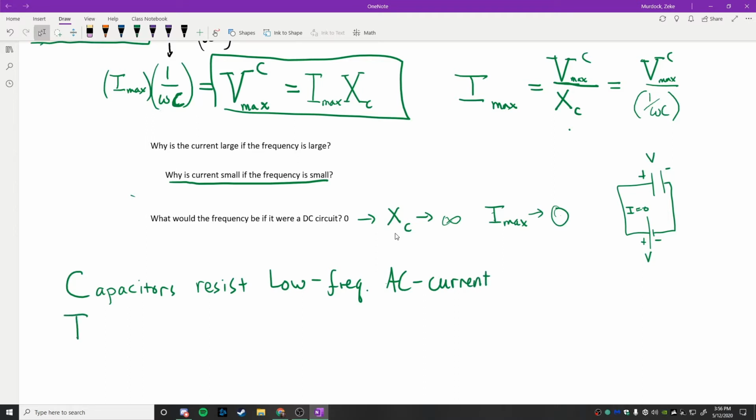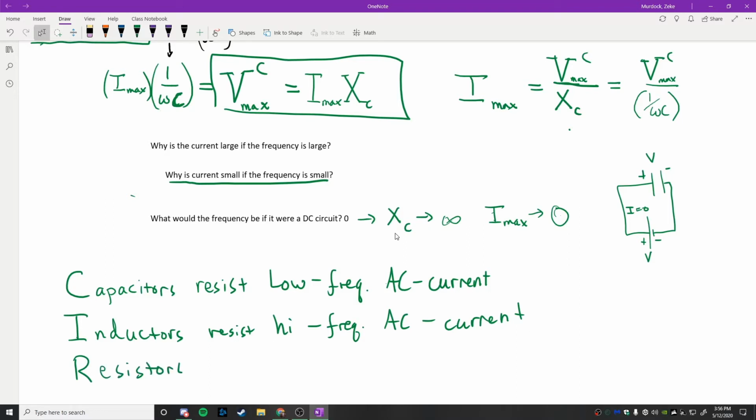What do inductors do? Inductors care about the rate of change of the current, so they resist high frequency current. And what does a resistor do? Resistors don't care if it's low frequency or high frequency, they resist all current, regardless of if it's high frequency or not.